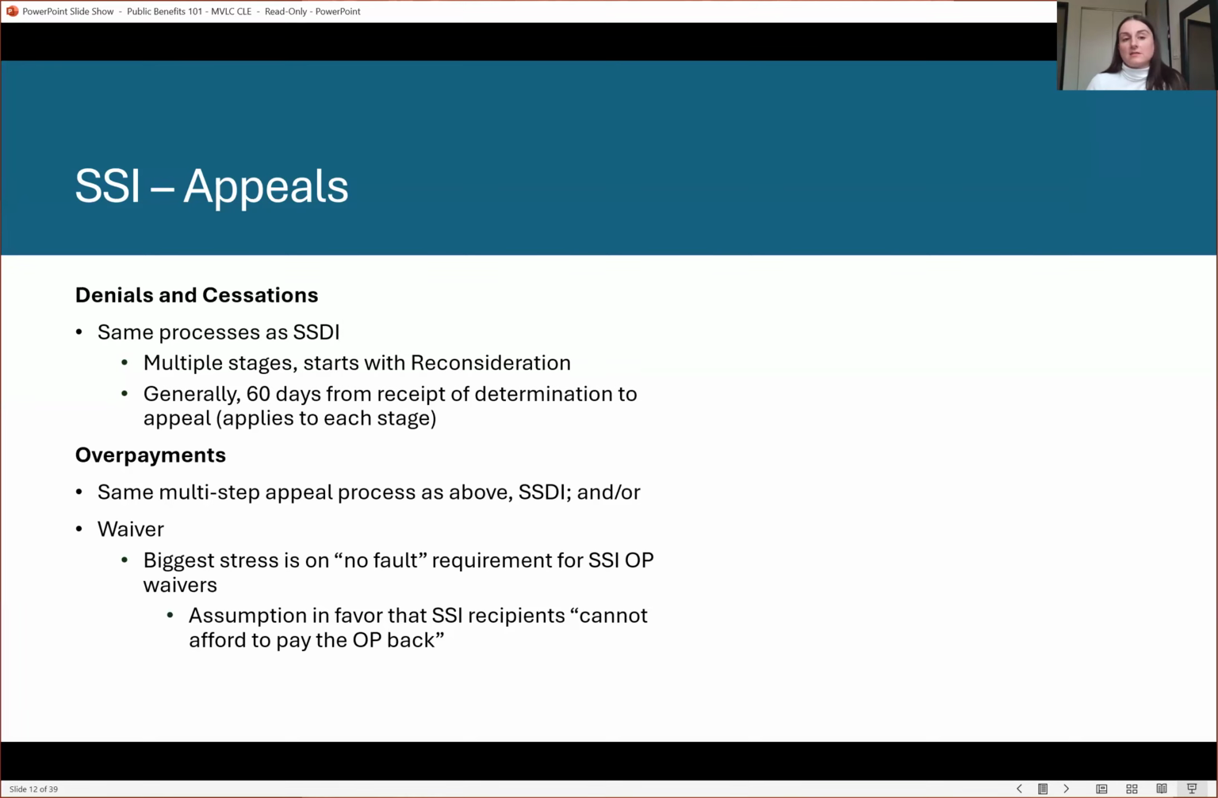The difference between an SSI and an SSDI waiver, I believe, is that there's still the two requirements. You're not at fault. You can't afford to pay it back, but there's a presumption that SSI recipients really can't afford to pay back an overpayment. So the stress is more on the no fault argument when it comes to an overpayment waiver for SSI.